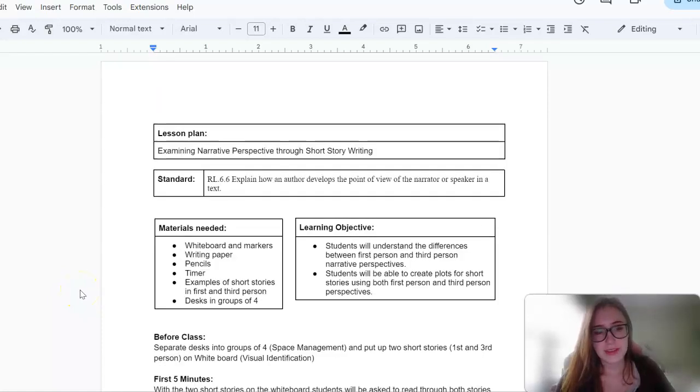This is my rough draft for my lesson plan examining narrative perspective through short story writing, and the activity would have students write one short story in first person and one short story in third person.